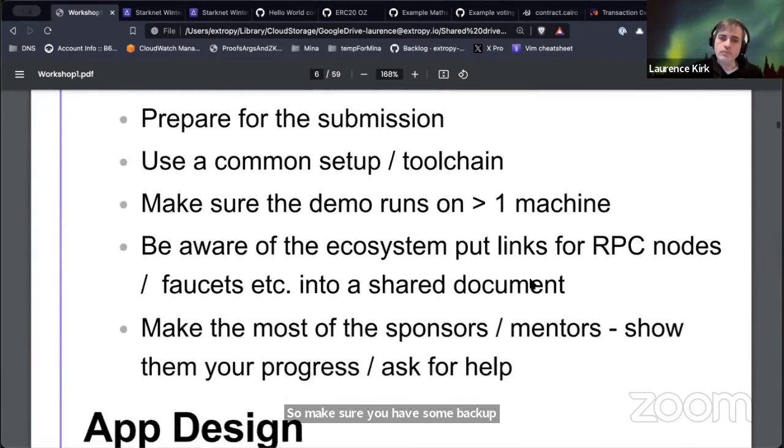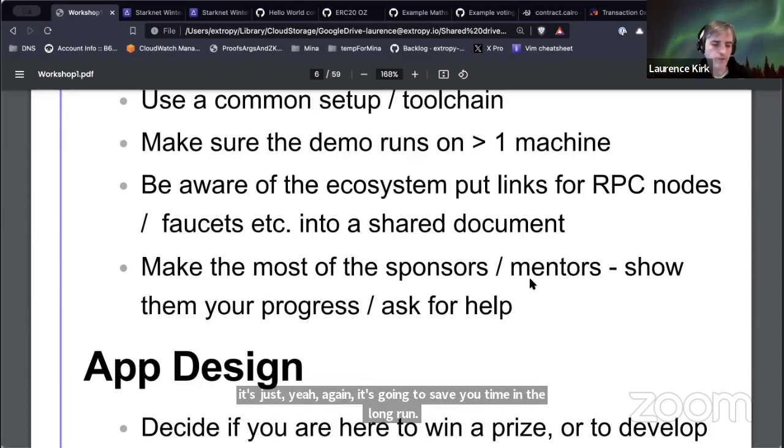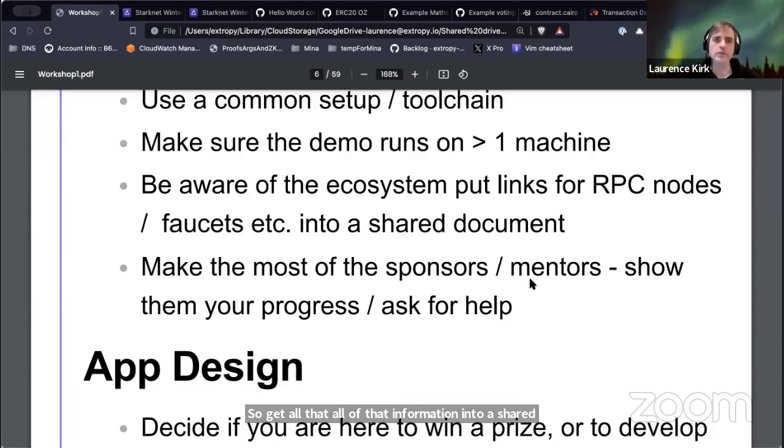It's useful, before you start the hackathon, to get details of the ecosystem sorted out and get links for anything you need, such as RPC nodes or faucets. Get those into a shared document so that you're not hunting around for these time and time again. So it's just, yeah, again, it's going to save you time in the long run. So get all of that information into a shared document along with things like the hackathon details as well.